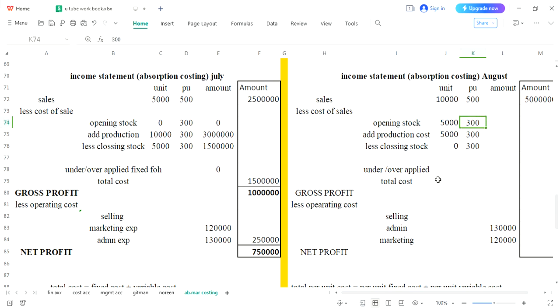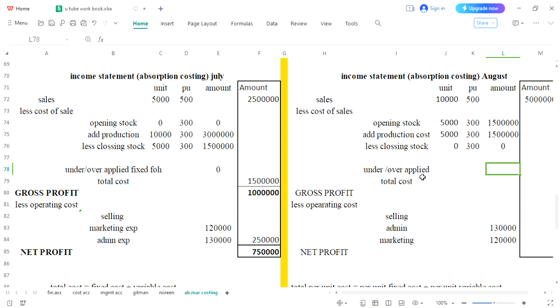Now we can complete our production cost. This whole phenomenon is our production cost. Units multiplied by per unit. This way we can calculate the amount of opening stock. Units are 5,000 and we will multiply by per unit 300. Opening stock has been calculated. Now we will calculate our production cost. Units multiplied by per unit, which is 300, production cost. This way you have calculated production cost, and since there are no units in closing stock, closing stock would be 0, and then we will decide if there is any under or over applied fixed cost.